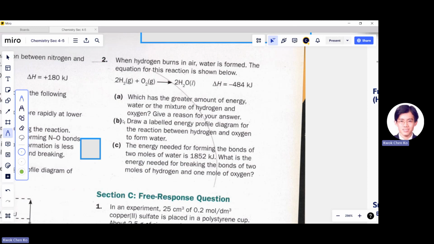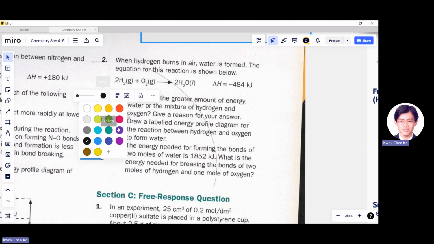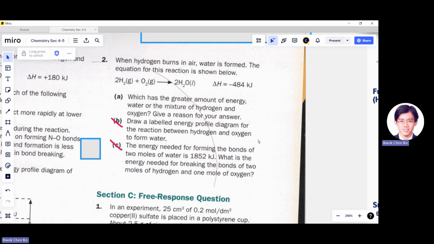Actually, 2A you can come up, so try out 2A as well. Yeah, reactants have more energy, I'm correct. Okay. So water. No, I mean, oh, there goes your marks also. It's a mixture of hydrogen and oxygen.